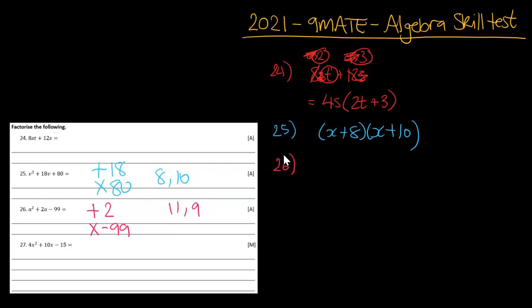So I've now got to think which one's positive, which one's negative. And that's when I look at the 2a. I've got plus 2a, which means the bigger of them is going to be positive. The smaller one will be negative. So plus 11 and minus 9, they will add together to get 2. They will multiply together to get that negative 99. So there are 2 brackets. We've got a plus 11, and we've got a minus 9.